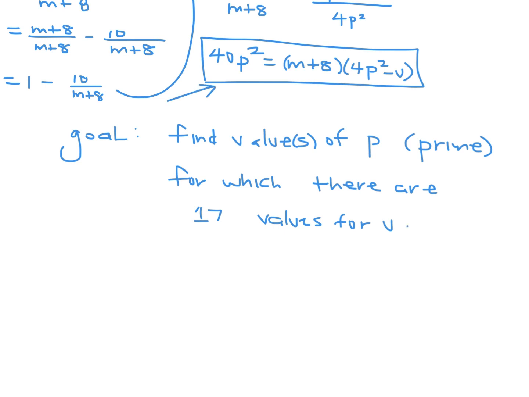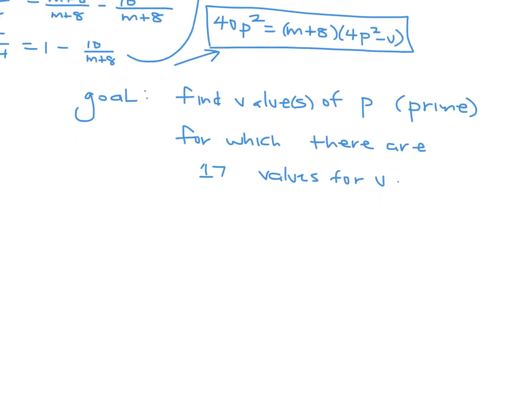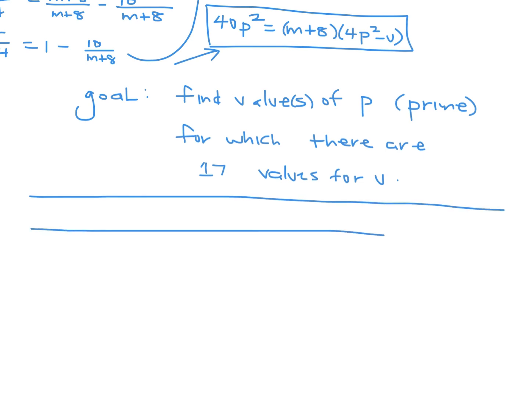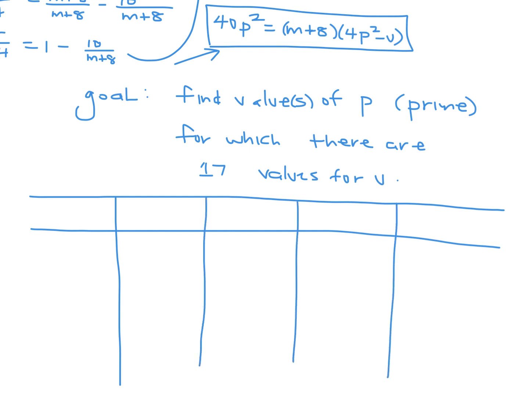Now I'm going to walk you through the correct solution, and I'll let you guys do the other ones. What you do is you experiment. I'll make a little table and show you how it's done, and then you can do the rest, because I can't hold your hand through the entire question. So you make the little table. We have p, 40p squared, and then the divisors of 40p squared.